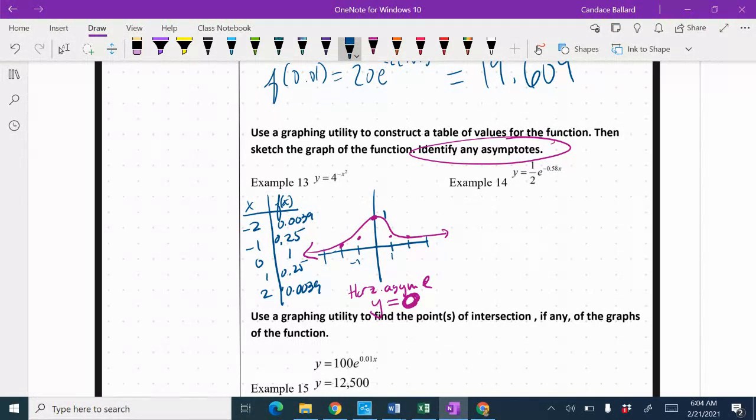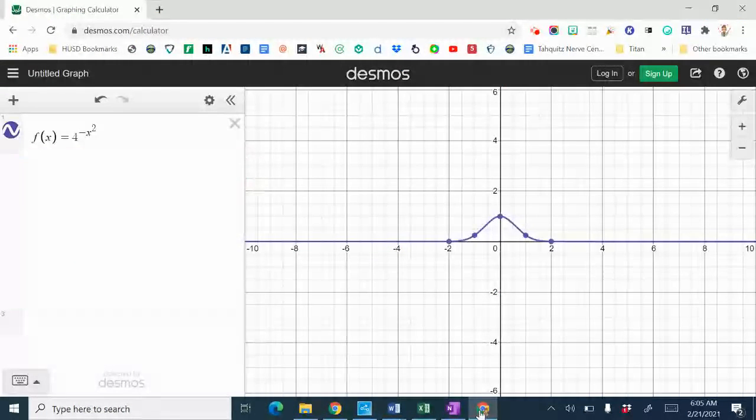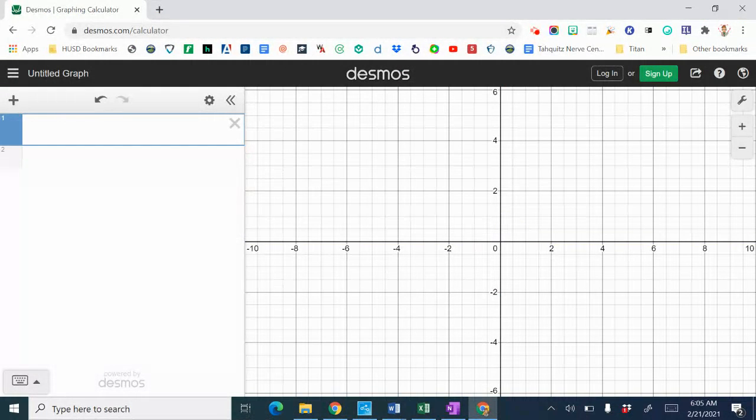Let's try to do the same thing for example 14. So I'm going to call it x, f of x, and I'm going to draw my xy axis here. And again, we're just sketching. Nothing has to be super pretty. Okay, so I'm going to get my new function in there, which I'm going to call f of x again.